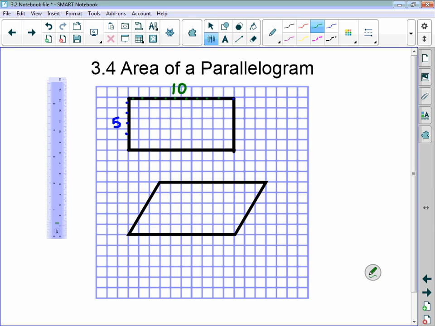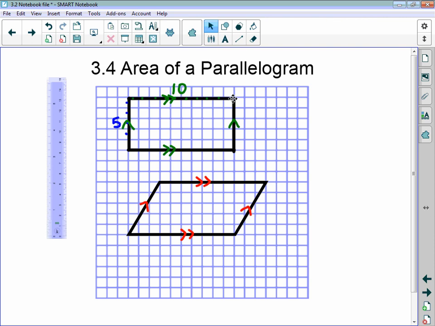10 squares. And this is a parallelogram, as well as the bottom one, because it has opposite sides that are parallel to each other. So this line right here is parallel to this line, and this line right here is parallel to this line. We can indicate that with our arrows. Same thing with the shape on the bottom. The opposite sides are parallel to each other. So this line here is parallel to the far side. The top and bottom are also parallel to each other. That's what makes it a parallelogram. The sides are parallel. So we're going to be looking at finding the area of a parallelogram.